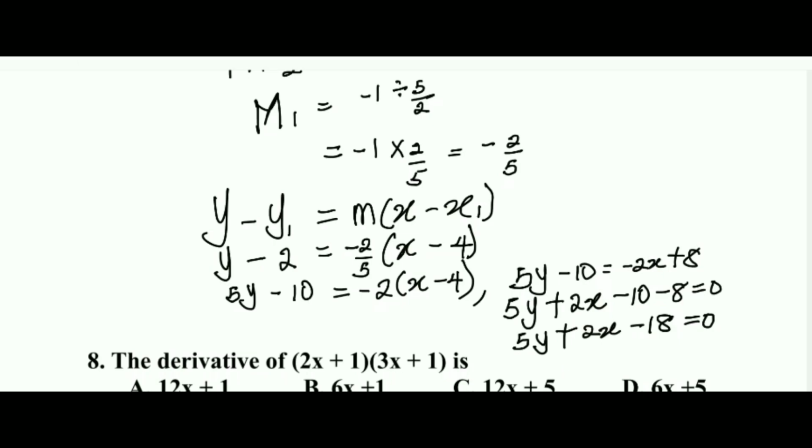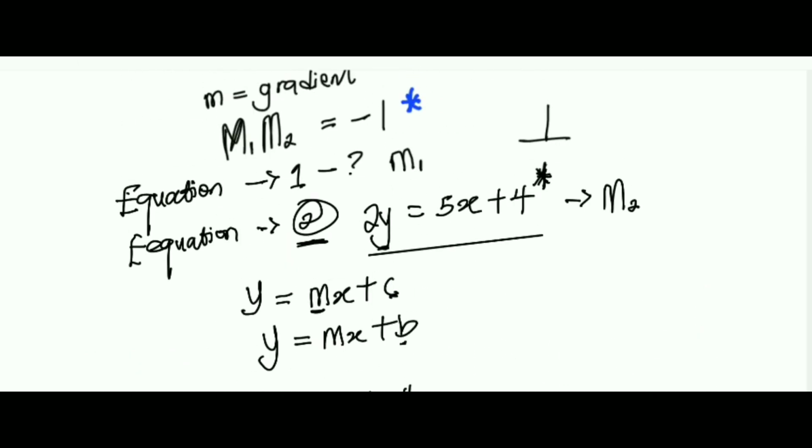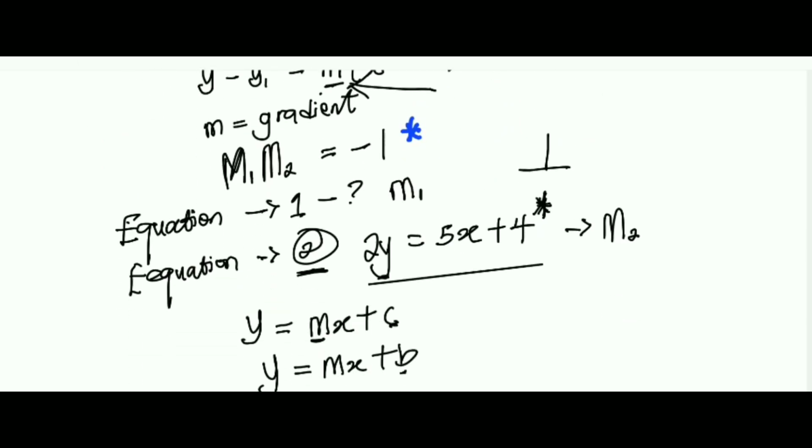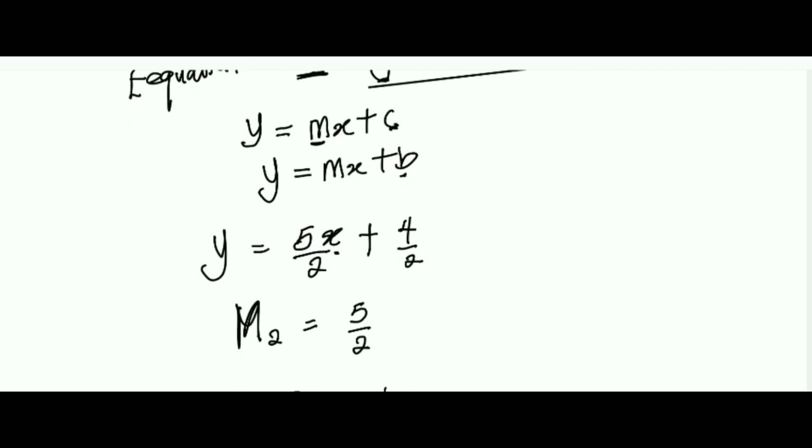And that is option, let's check. That's option A. Is it A? Option D. That's the 5y plus 2x plus 2 equals 0. So that's it in finding the equation of a straight line when it passes through a point.